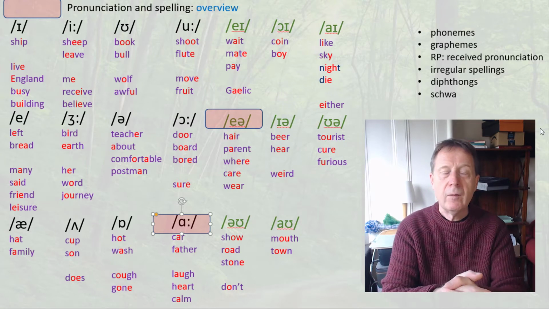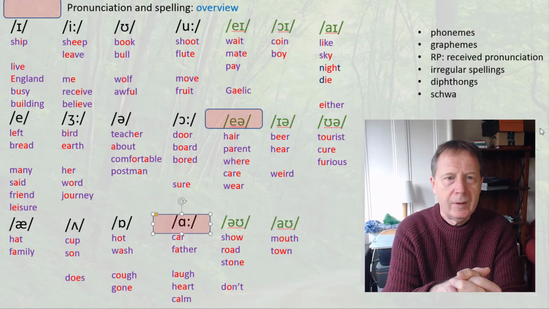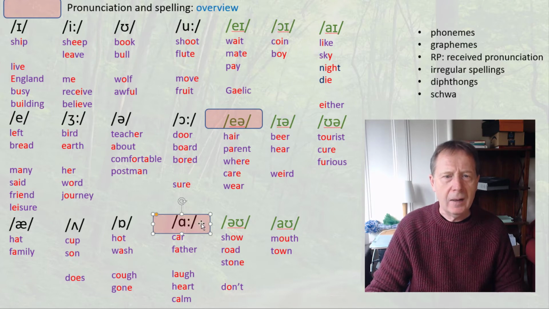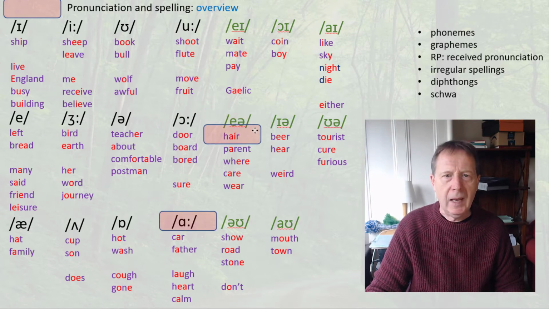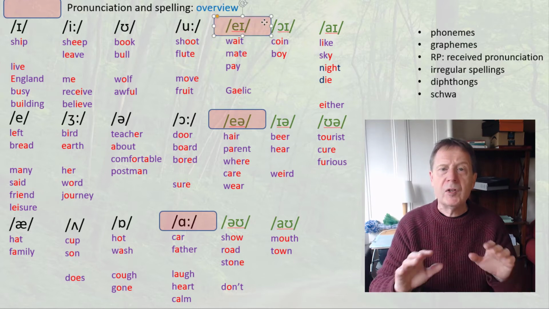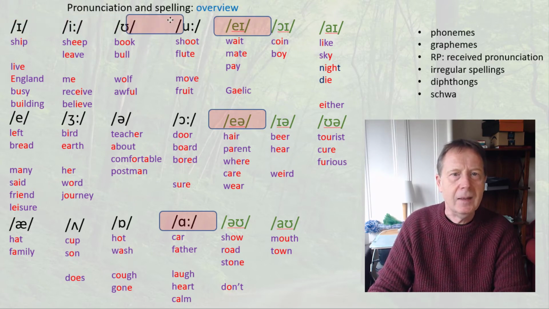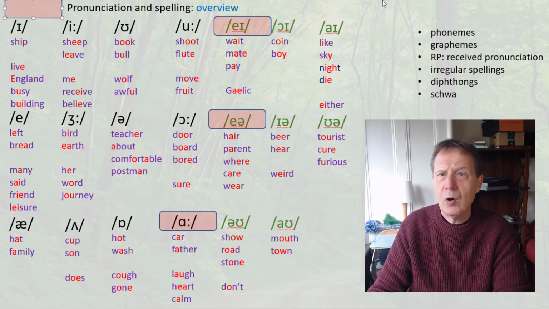This video is one of a series of videos in which I look at the sounds and the spelling of English vowels. In this video, we're going to look at A, like car, father, laugh. And then we're going to look at A, as in hair, parent, wear. And we're going to look at A, as in wait, mate. Now you can watch my other video, which is an overview of all these vowels and the spellings in English. So make sure you watch that video.